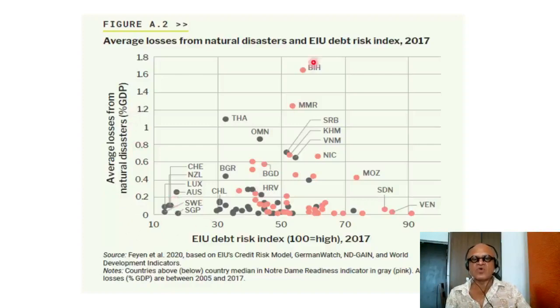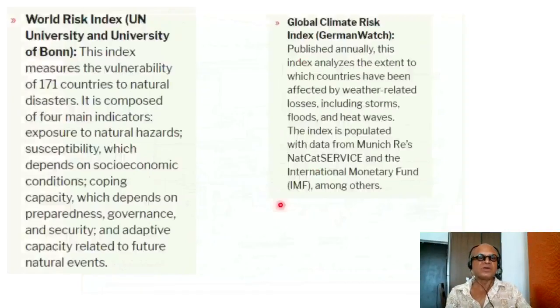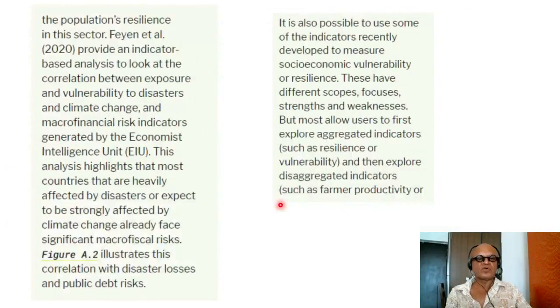But as you go into regions with very high EIU debt risk, there is a combination of the natural disasters they face and the debt risk. So some countries end up here. Okay, you can see Oman, Thailand, and so on. So obviously there is a strong relation between Economist Intelligence Unit debt risk and disaster risk losses.